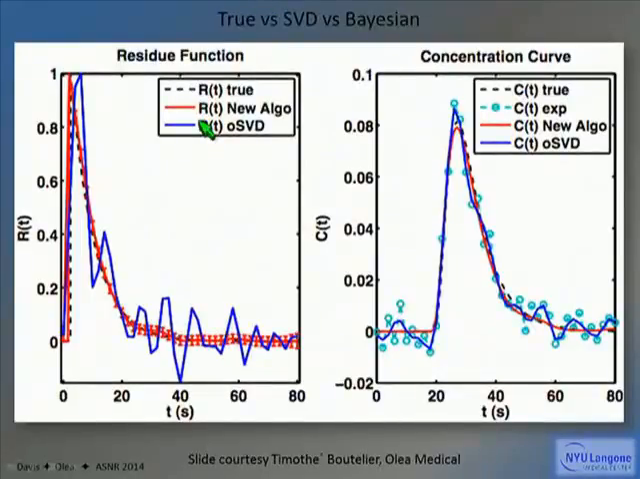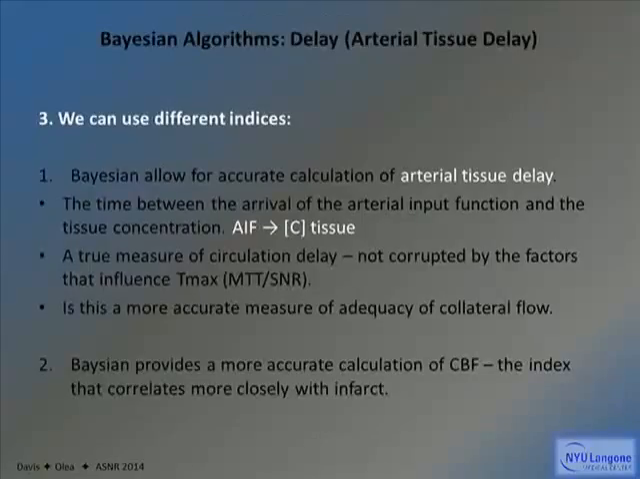So, same graph, except now we're going to look at the same data with Bayesian algorithms. And what we see is that the Bayesian in the red very closely correlates with the true value. Because it's less sensitive to noise, it tends to bounce around the true value less. It is a more inherently accurate method. When you introduce Bayesian, it allows you to introduce new indices. Bayesian allows you to determine accurately the arterial tissue delay.